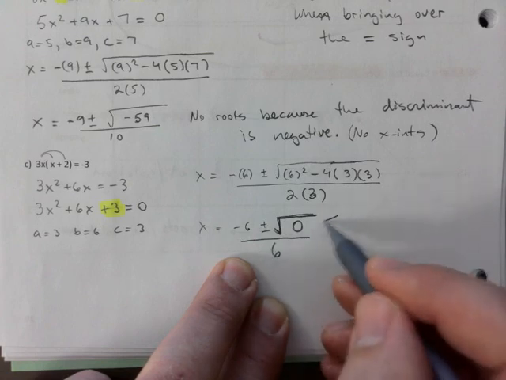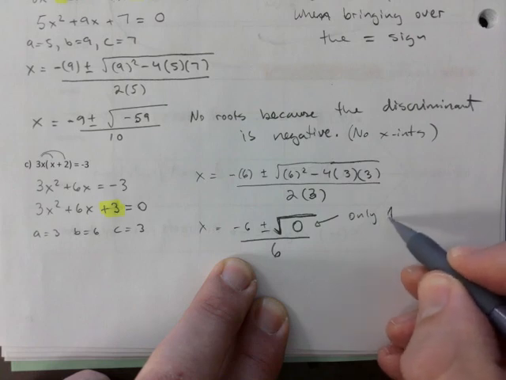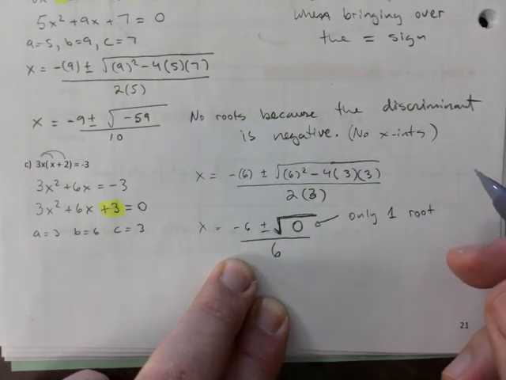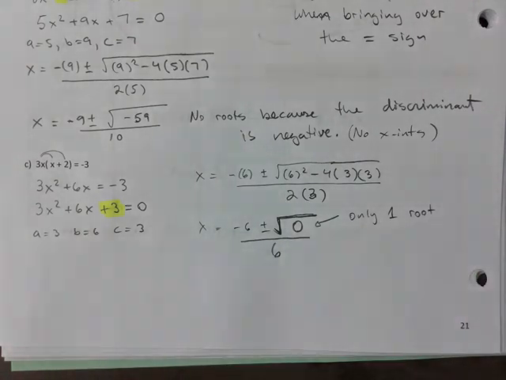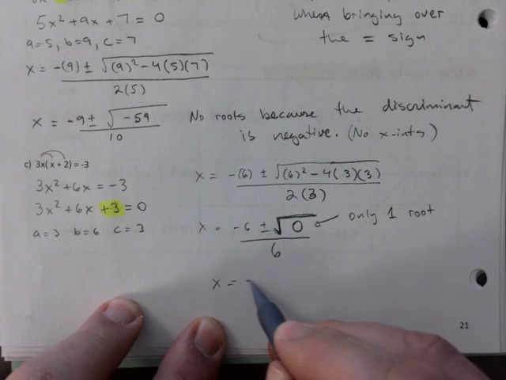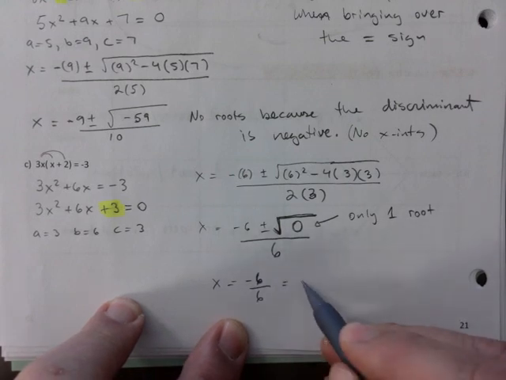You don't need to justify, but just only one root. Okay, because if you add 0 or subtract 0, it's not going to give you a different answer, is it? You're going to get the same answer. So it's just -6 over 6 is just -1.